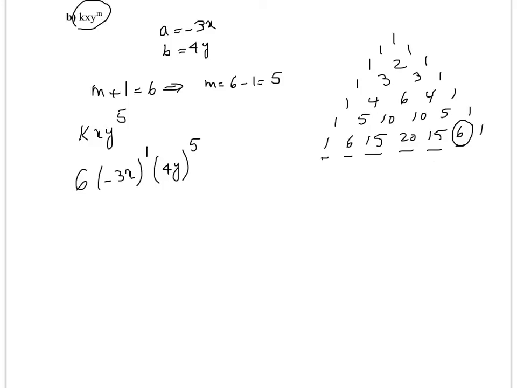So this is the coefficient. So I have to find 6 times (-3x)^1 times (4y)^5. So I have to evaluate this expression to find k. And if you use your calculator and evaluate this one, you get -18,432. So k is -18,432.